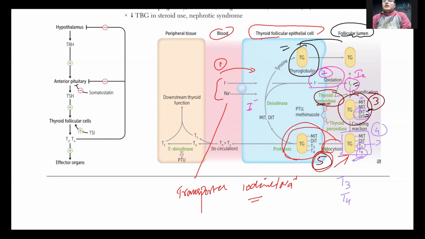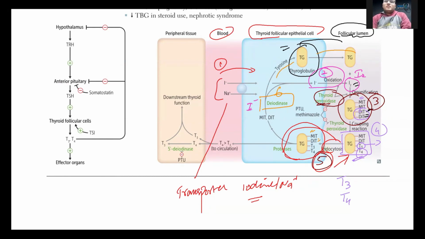Deiodination. Deiodinase is an enzyme that causes deiodination. It removes iodine and recycles the thyroglobulin. Very important. Next, reaction number 6, the deiodinase. What will happen? The MIT and DIT which are unprocessed, which are not necessary, will lead to the thyroglobulin associated with MIT and DIT being detached, and that thyroglobulin will go back into the cycle.